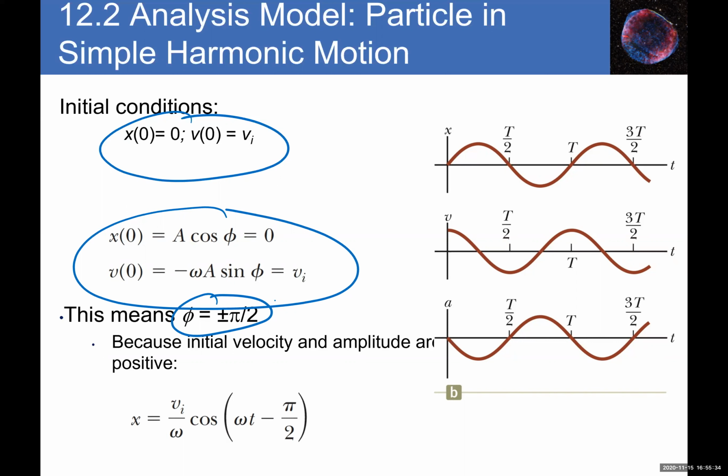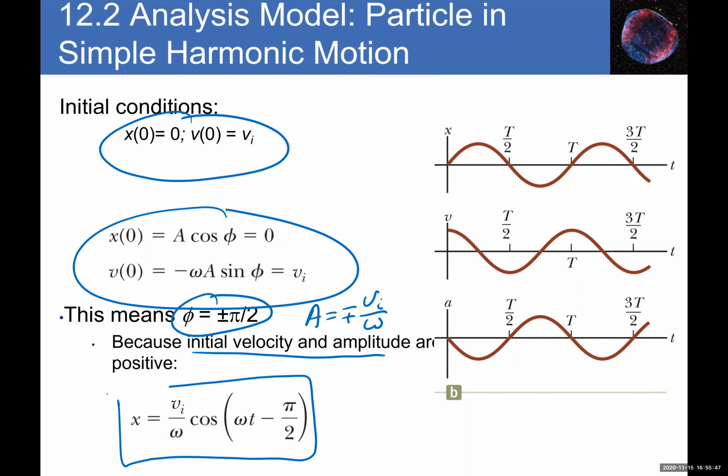Okay. And from here, we get again a is equal to minus plus vi over omega. Because the initial velocity and amplitudes are positive, this ends up being phi as negative pi over 2, where this is basically your amplitude. So amplitude is vi over omega. That means if you take amplitude to be vi over omega, this corresponds to negative pi over 2, and you put that negative pi over 2 over there. And that's basically your graph.